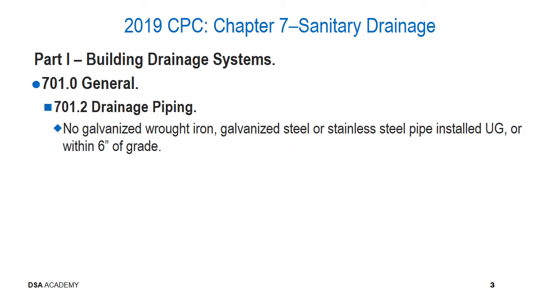So again, Part 1 deals with the building drainage system. And just like most of the plumbing chapters, the first part of most chapters addresses the material requirements or the permitted materials to be used. And Section 701.2 is no different. It addresses drainage piping that's permitted to be used within the building walls, and it stipulates that no galvanized wrought iron, galvanized steel, or stainless steel pipe is permitted to be installed underground or within 6 inches of grade.